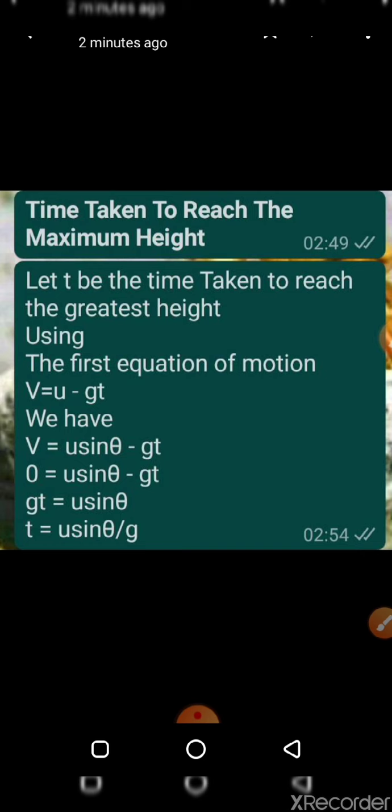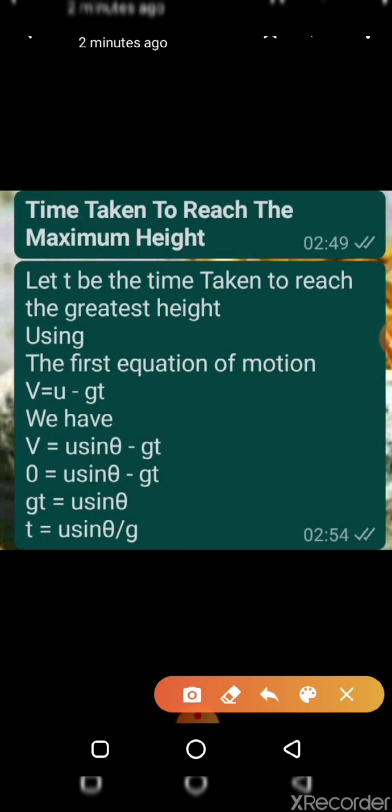Now today we are going to look at the time taken to reach the maximum height and also the time of flight. Let's go. Now from our last discussion we talked about the maximum height. Now let's look at the time taken to reach that maximum height and also the time of flight. So let t be the time taken to reach the greatest height.